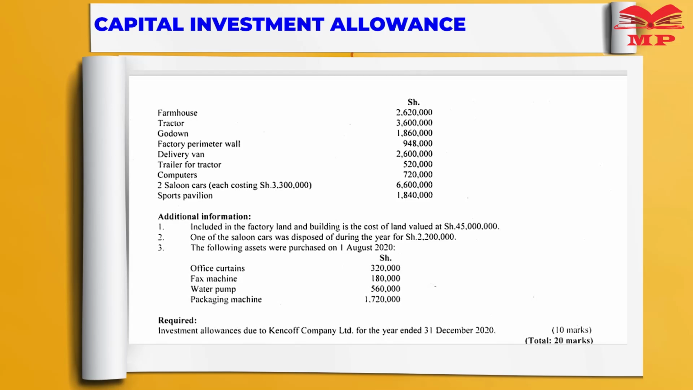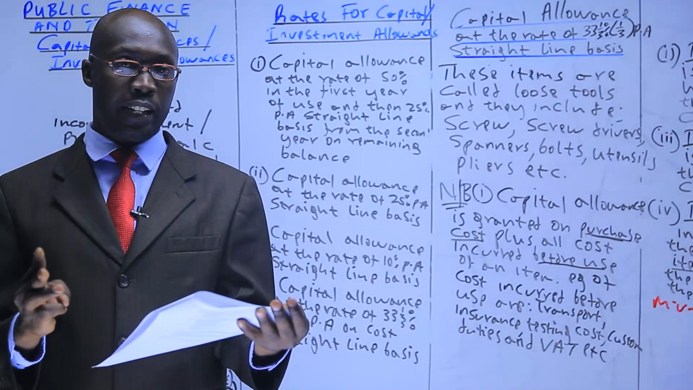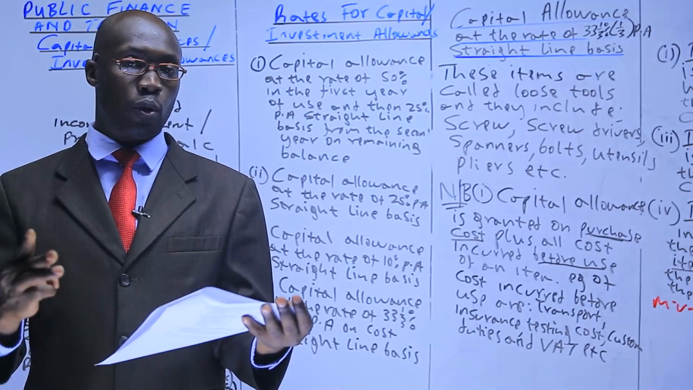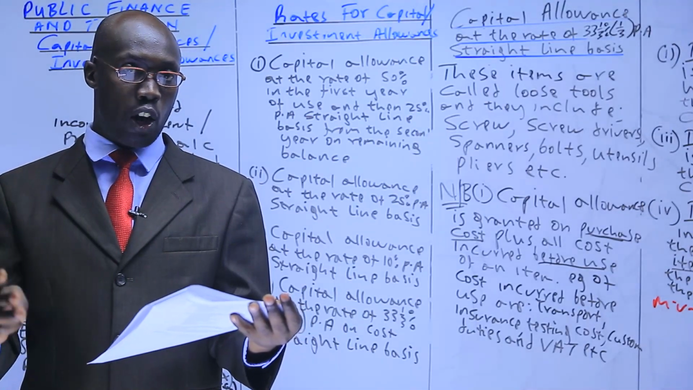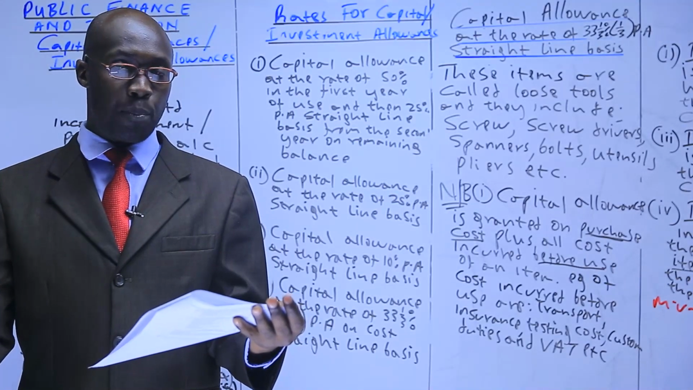Now, when you are told to get the capital allowance for the year, there are 2 things that you're supposed to check first. The first thing you check is, how many years are you supposed to get the capital allowance? How many years? 2, which year are you getting the capital allowance?